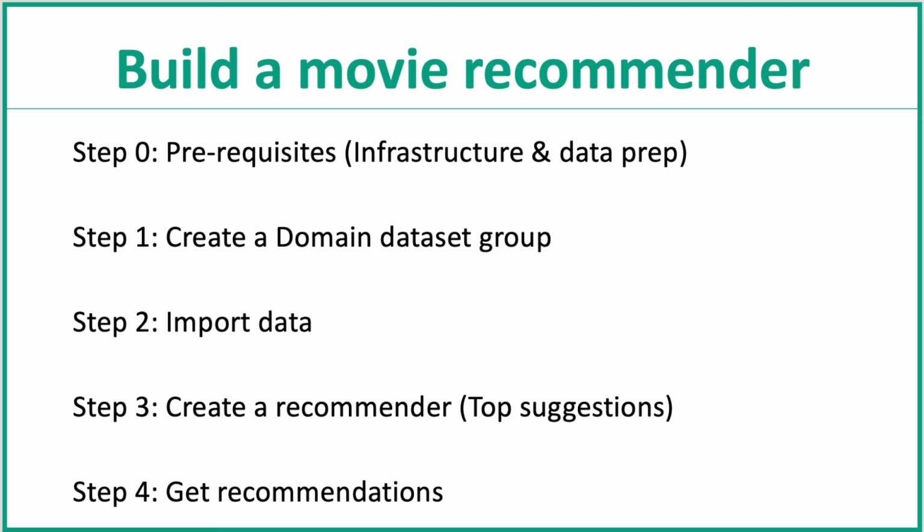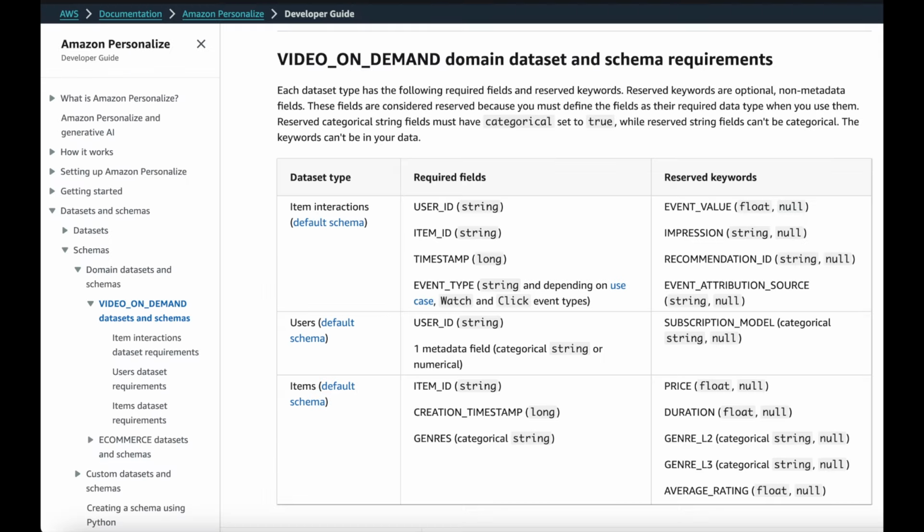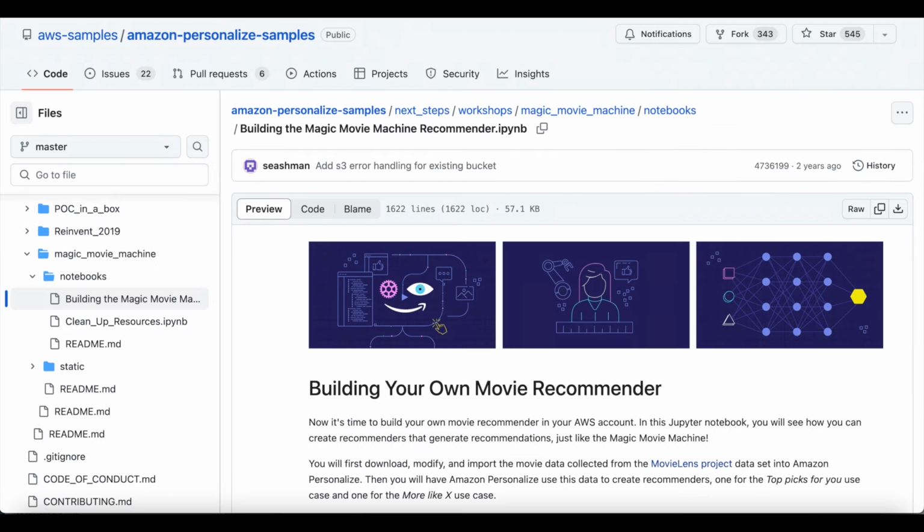First, we will go through prerequisites outlined by AWS in the documentation. Then we will import the data, train a recommender, and finally get predictions. First prerequisite is to prepare data for Amazon Personalize. For training a video recommender, Amazon Personalize requires data to follow a specific schema. I use the sample Jupyter notebook provided by Amazon Personalize to convert movielens dataset into the format that Personalize expects.